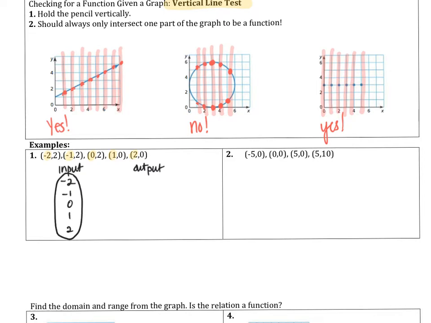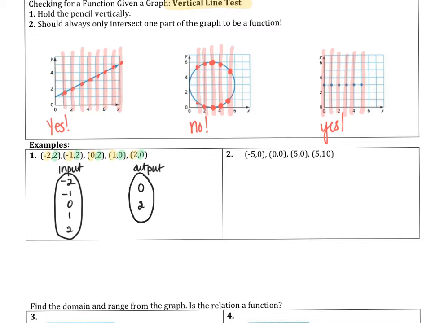And for my output, I'm going to list 2, 2, 2, 0, 0. I do not need to repeat numbers when doing this. So I'm going to have 0 and 2 as my potential outputs. And what I want to see is if every x value has one unique y value. So we're going to check.